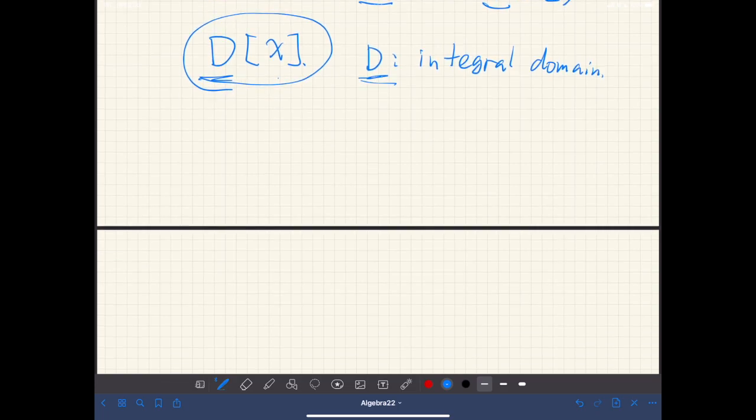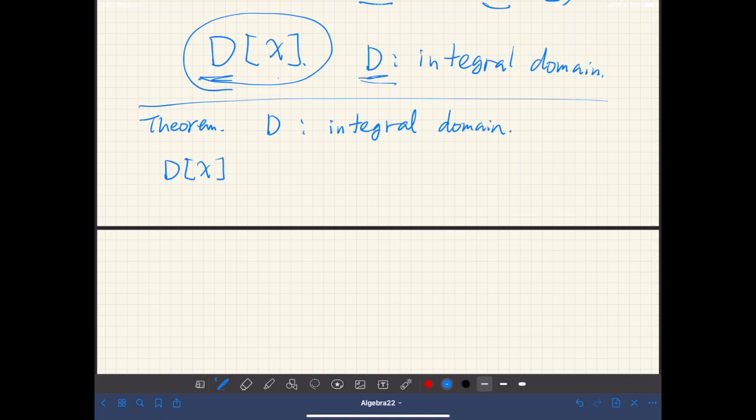Then we have the following theorem. Let D be an integral domain. And then the polynomial ring, as we've seen, polynomials make the set of all polynomials a ring. Then D of x, the set of all polynomials in x over D, is also an integral domain.